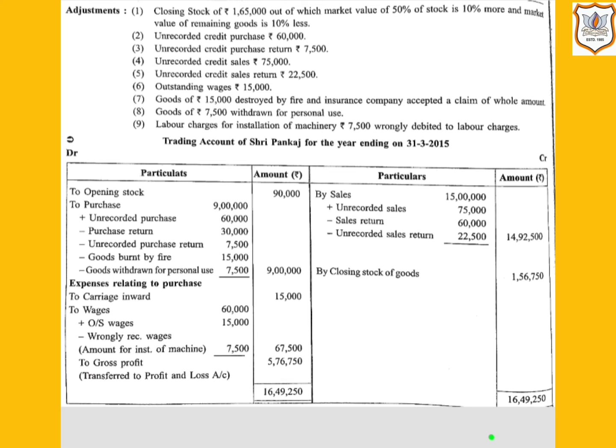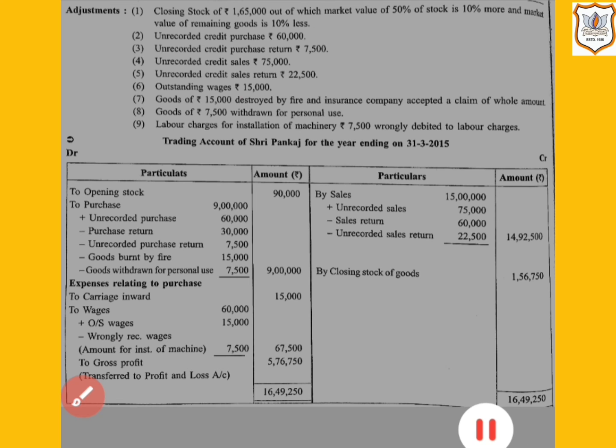Yes, unrecorded credit sales return. Here we will show it as a deduction from sales. Here it is 22,500. Now by adding unrecorded sales, that is 75,000, and deducting sales return, that is given in the question, 60,000, and deducting unrecorded sales return, we will get the final amount of sales, that is 14,92,500. Now let us see next.